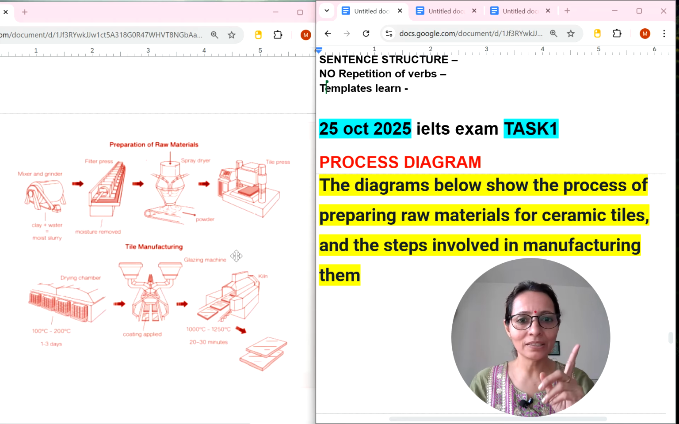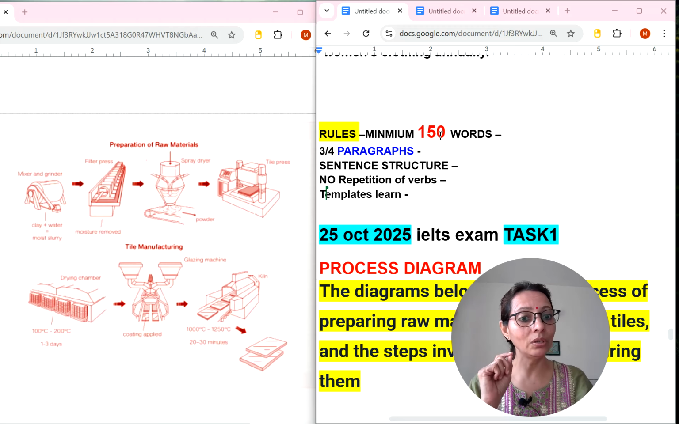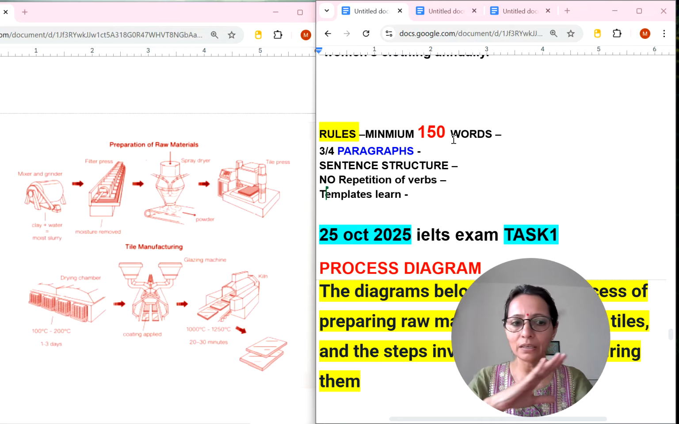But it doesn't mean that you just repeat the words. Before starting this process diagram, let's revise all the rules for Writing Task 1. You all know it is a minimum of 150 words, but it doesn't mean that you will be writing 300 words. No. Whatever is given, please explain it properly. Whether it comes out to 200 words or 180 or 170 or 190, that doesn't matter.